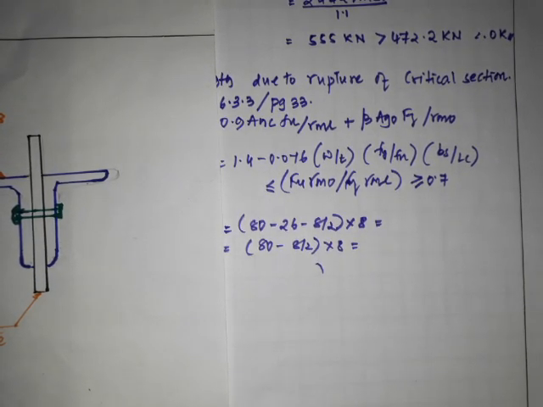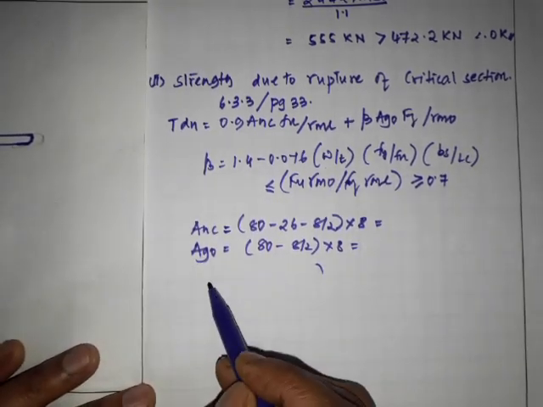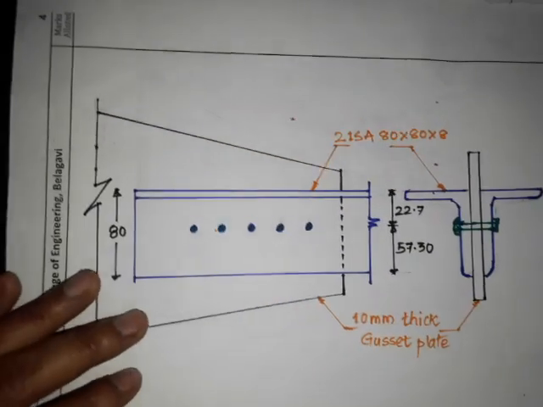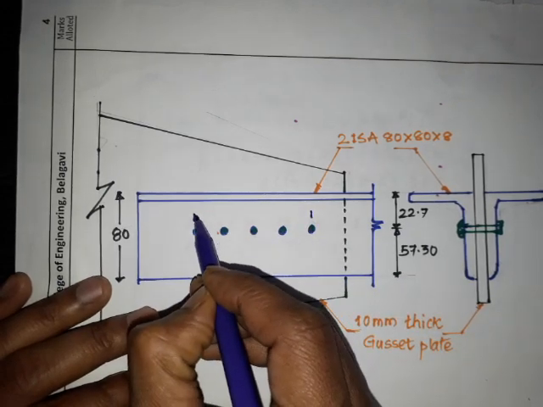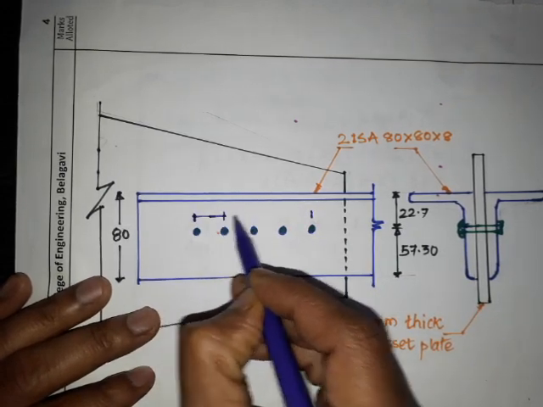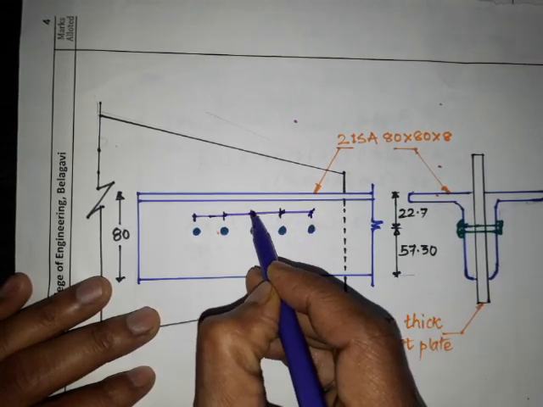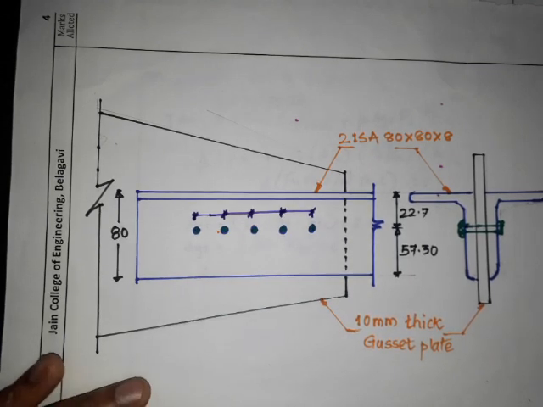Understood? So next, here we require LC. LC is nothing but the length of connection. So from here to here, this is the length of connection. Okay, the pitch distance and the edge distance.